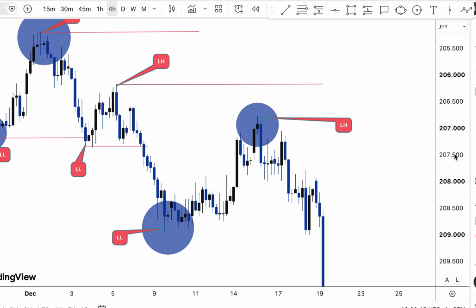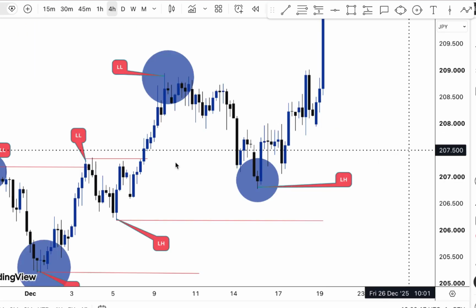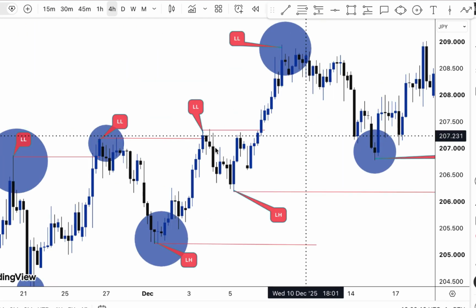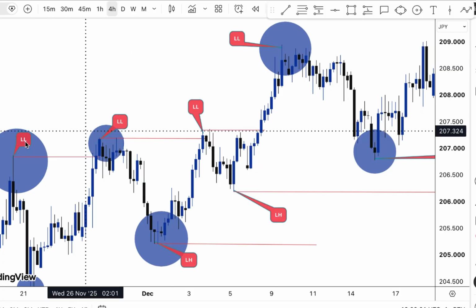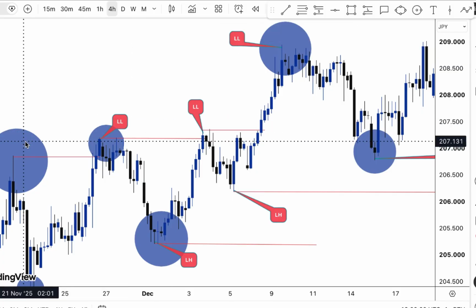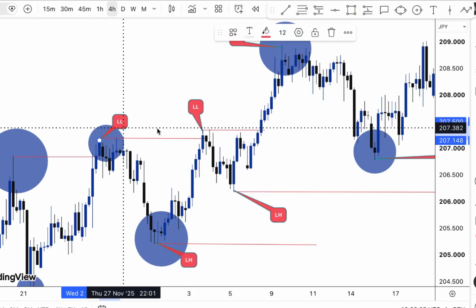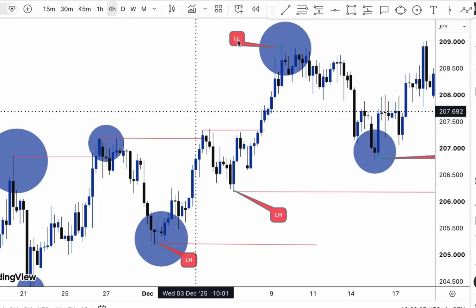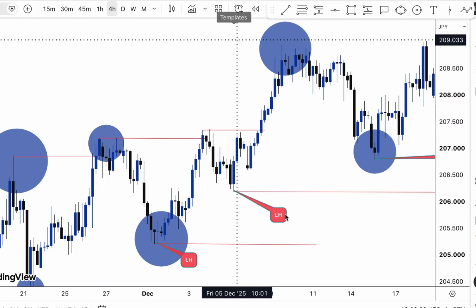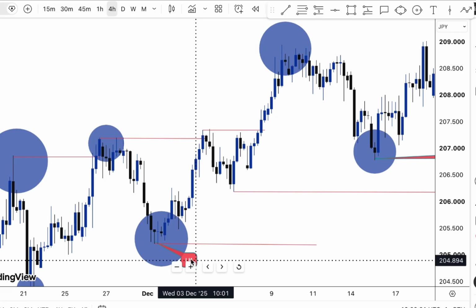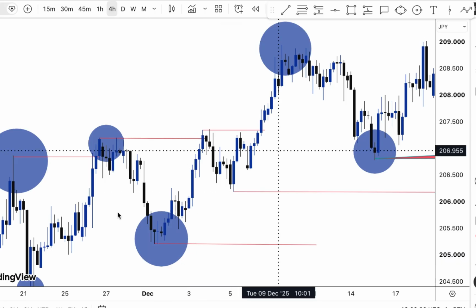And once it's uptrending, let's say I invert the chart again. Once the market is uptrending right now, what can you see? It's no longer a lower low, it's higher highs. It has turned to high. All of it has turned to high now. You understand? So that's how it works.